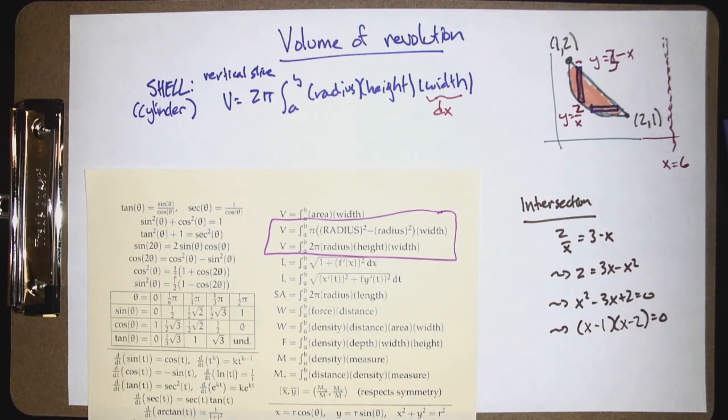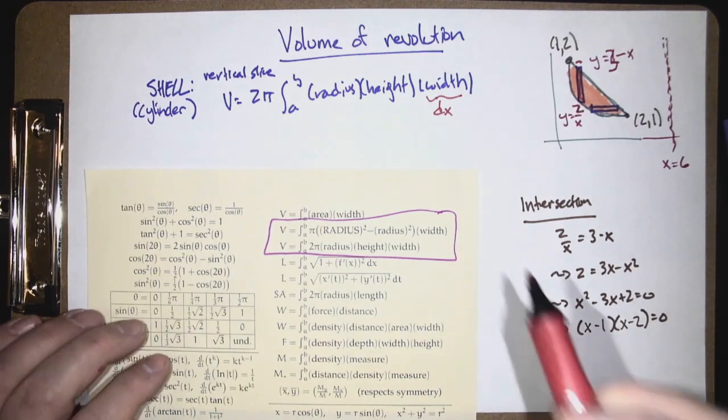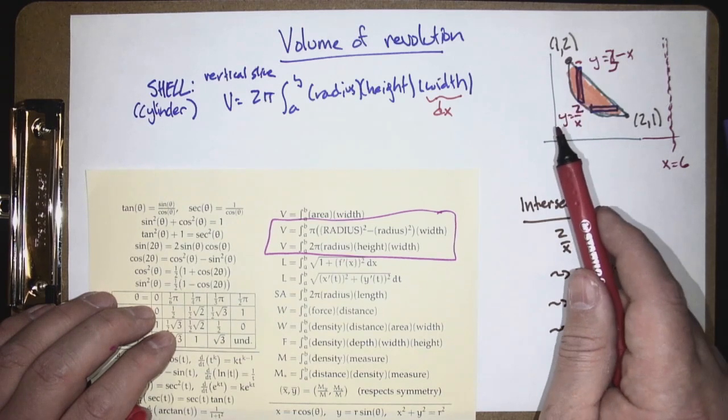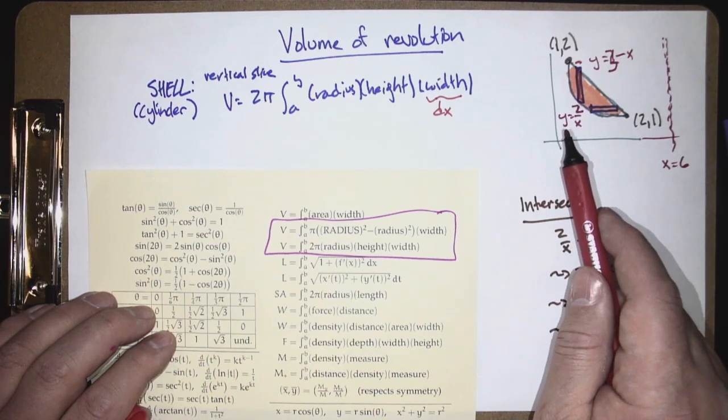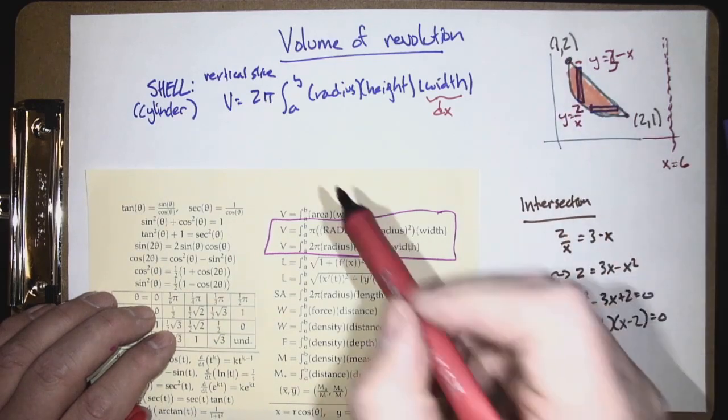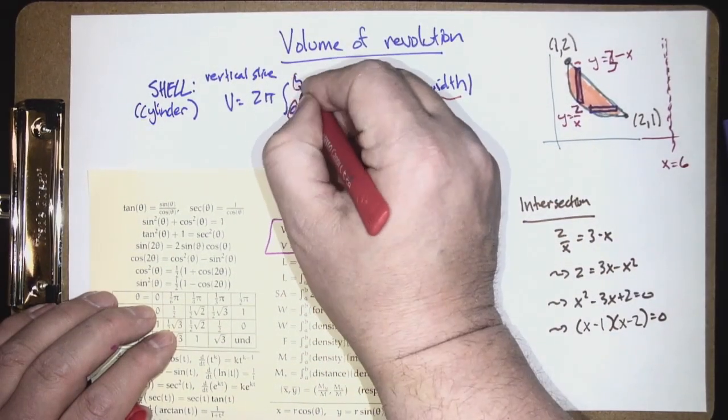All right. So that says we're an x integral, so we need to set up our x bounds. Where does x go from? X goes from 1 to 2. So 1 to 2.